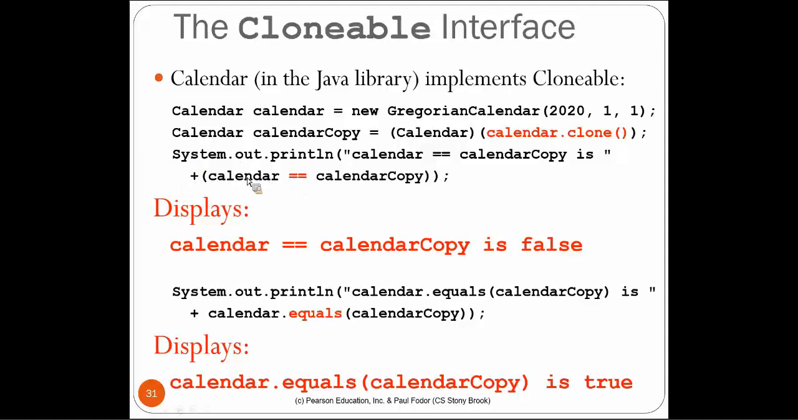Calendar is a reference to the original object of the type Gregorian calendar. CalendarCopy is a reference to the clone of that calendar. Although they have the same date, internally they are two different objects. So double equal compares the references, but if we check it with dot equals, we will see that the two objects are actually equal. They contain the same calendar data fields. They contain the same year, month, date, second, millisecond, and so on, hour and minute.